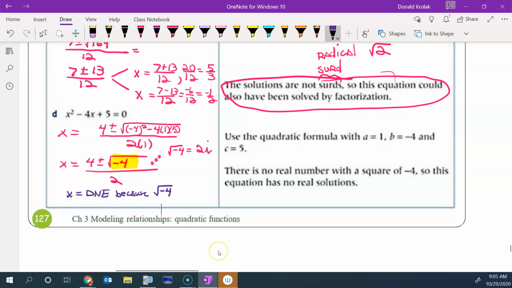Anybody know what this parabola would look like? Yeah, it's still a parabola. One half of it? No. If it doesn't have any real solutions, where does it cross the x-axis? It doesn't. So all of these parabolas would have no real solutions. It's like floating. It doesn't cross the x-axis.